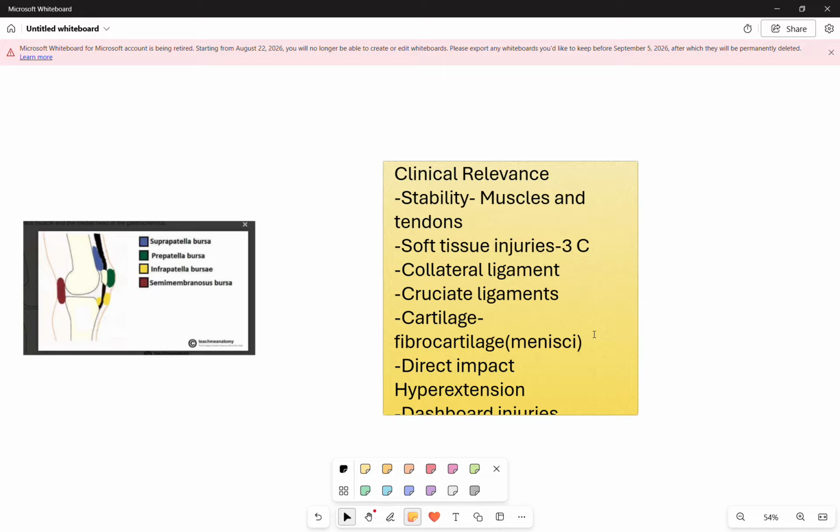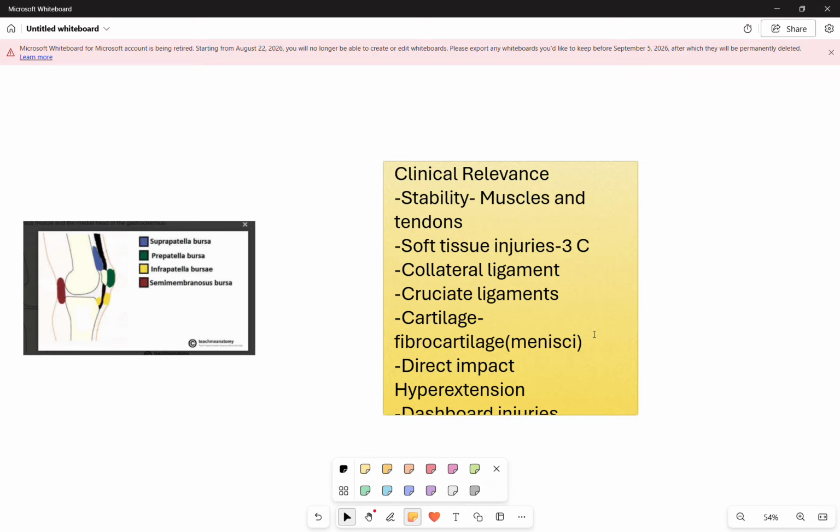Cruciate ligaments can be damaged when there is hyperextension. The anterior cruciate ligament will be damaged, and when there is something like a dashboard injury in a car accident, where the dashboard is impacted against the knee joint, it can cause the posterior cruciate ligament to get torn. So cruciate ligaments can be damaged by either hyperextension or by forceful posterior dislocation of the knee joint.